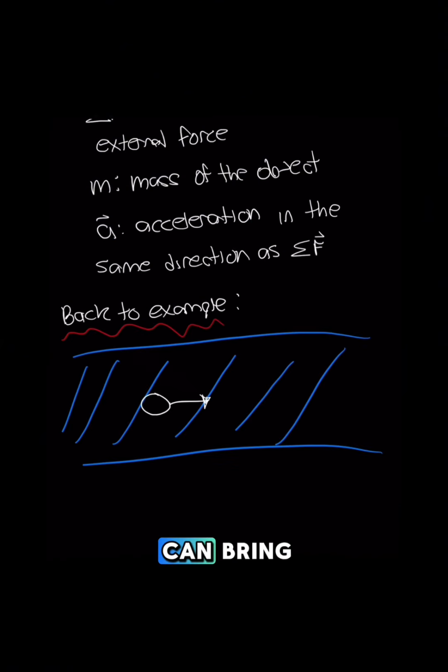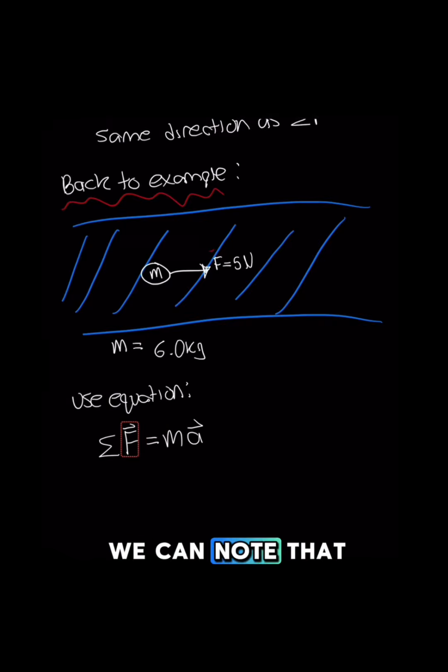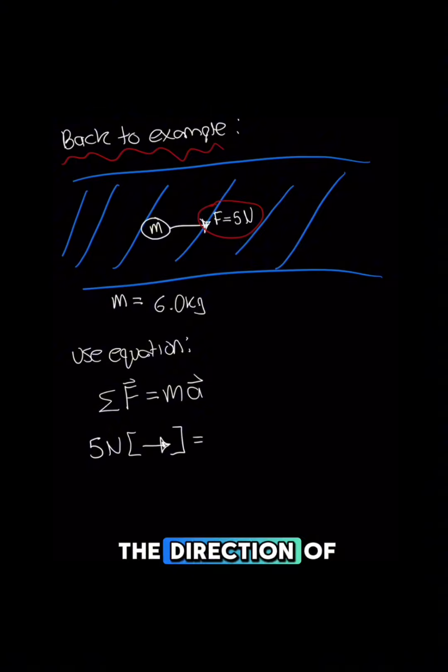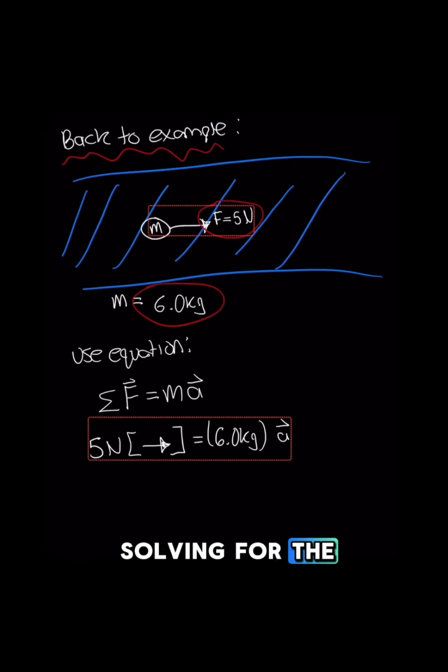So with this, we can bring it back to our example here. If we apply Newton's second law equation here, we can note that 5 newtons is going to be the net external force on the hockey puck. The direction of this force is going to be to the right, so we know that the acceleration is also going to be in this direction, as Newton's law states. And then the mass is 6 kilograms, and we're solving for the acceleration. So when we plug all these values in, we get this expression here.